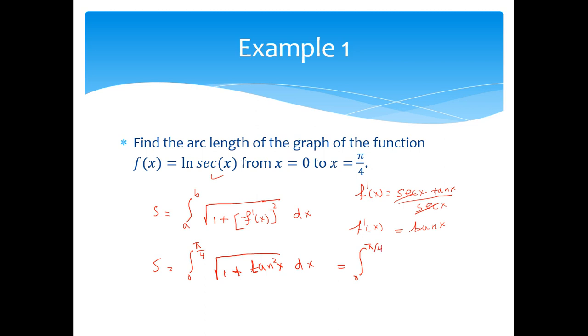So 1 plus tan square of x is equal to secant square of x. Then when we take the integration, it will be the integral from 0 to pi over 4 of secant x.